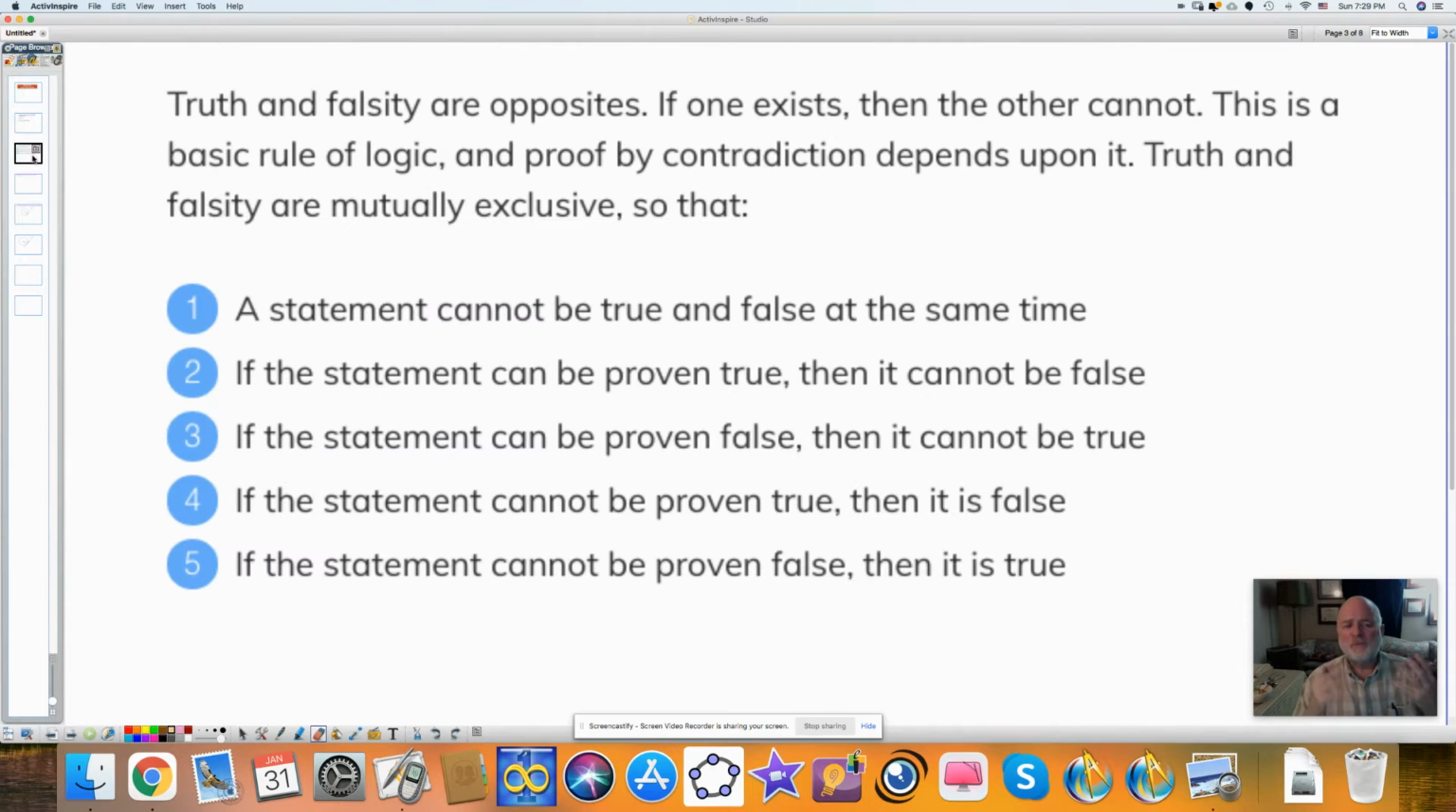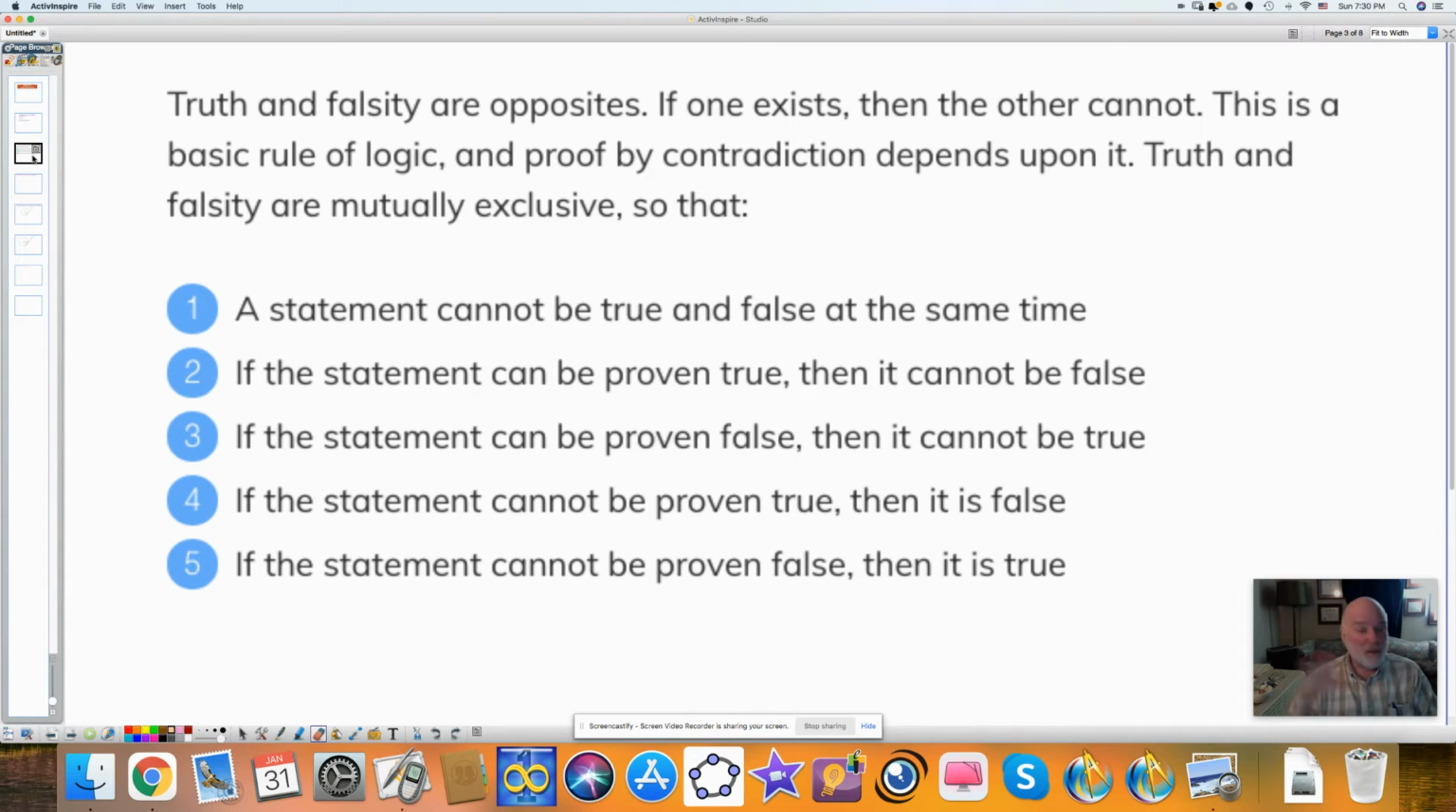Truth and falsity are opposites. If one exists, the other one can't. So this is the basic rule of logic that proof by contradiction depends on: truth and falsity are mutually exclusive. So a statement cannot be true and false at the same time. If the statement can be proven true, then it can't be false. If it can be proven false, then it can't be true.